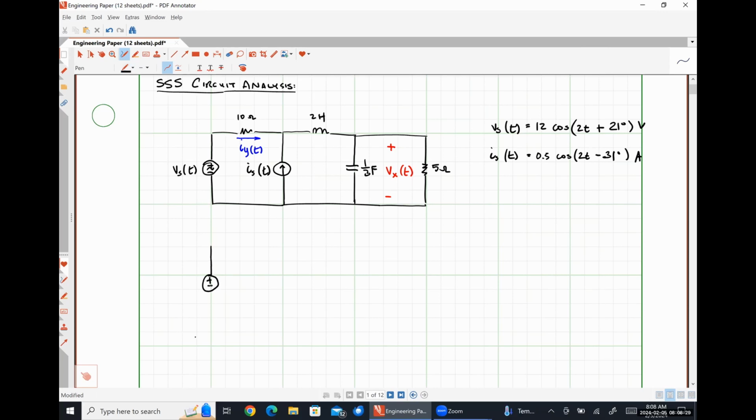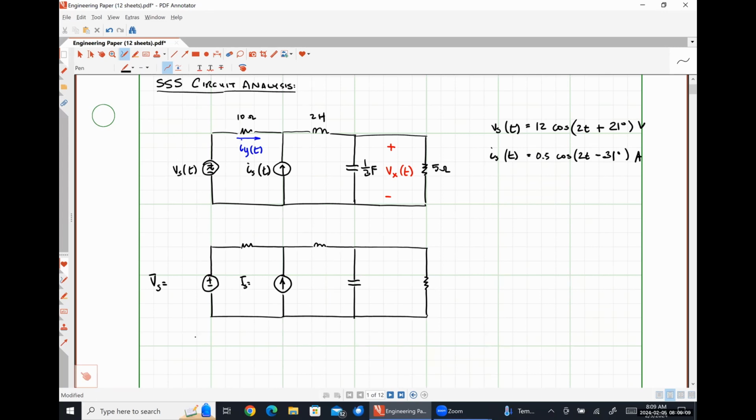So this is going to be my phasor source voltage. This will be the impedance of the resistor, which we'll put in a moment. Here's my phasor source current. The impedance of my inductance. The impedance of my capacitance. And finally, the impedance of my other resistance.